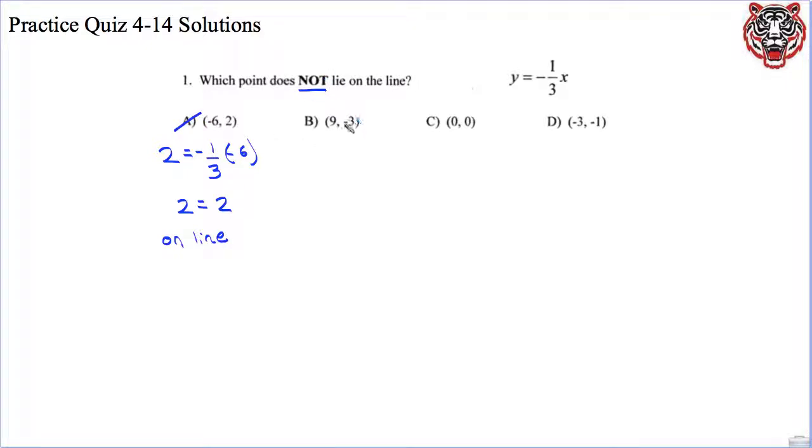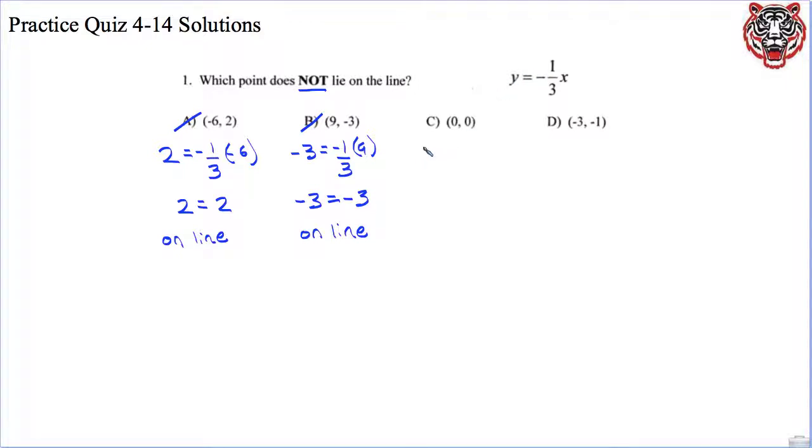Again, you go through this. -3 is our y. So -3 is equal to -1/3. And now I'm going to plug in my x. My x is 9. So now I have -3 is equal to, a negative times a positive. Negative times a positive is a? Negative, yes. And then 9 divided by 3 is a -3. Again, same number, so it's on the line. It can't be B.